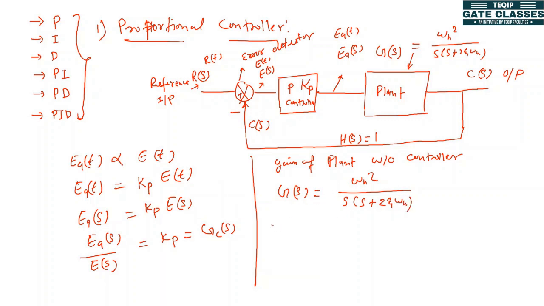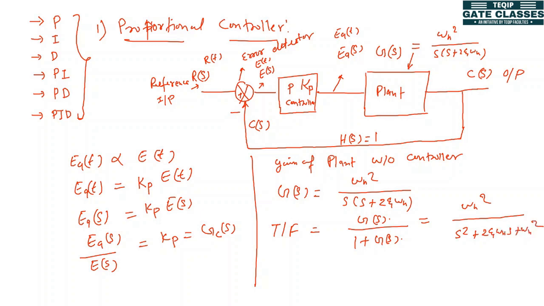So what about the transfer function? We can also find the transfer function of the feedback control system without the controller. The transfer function we can write as G(s) upon 1 plus G(s)H(s), and H(s) is 1 here. So this will be the transfer function. If we put the value of G(s) here, then we will get the standard equation of second order, that is omega n square upon s square plus 2 zeta omega n s plus omega n square.